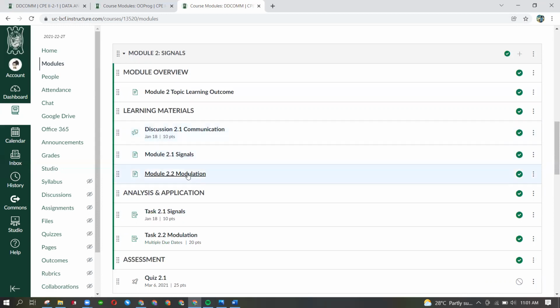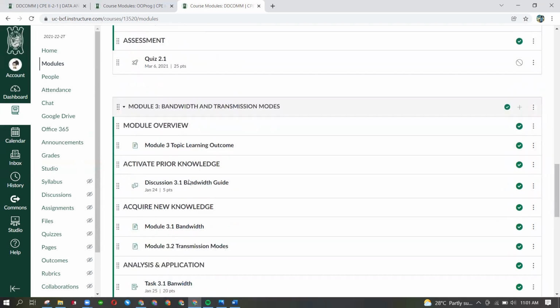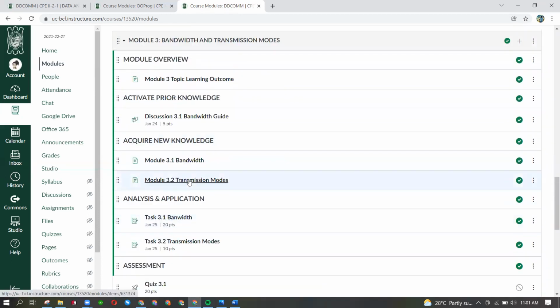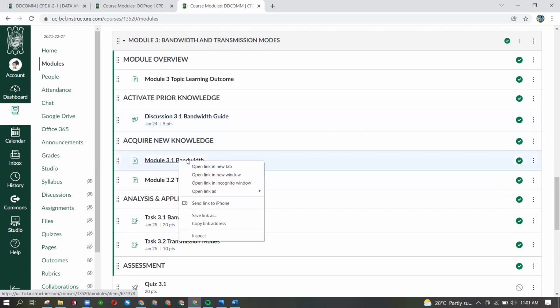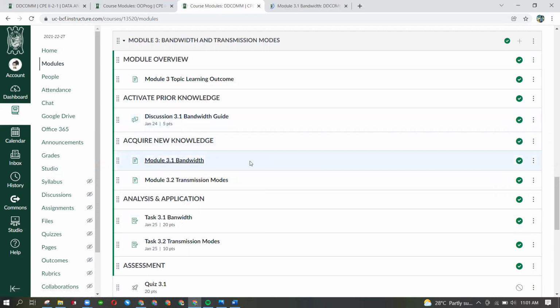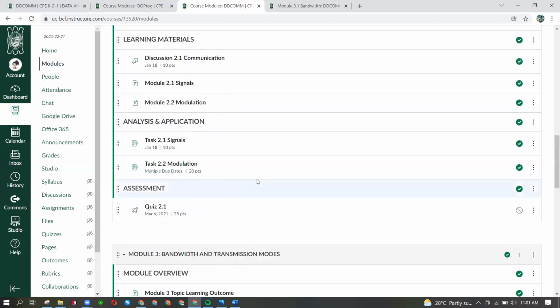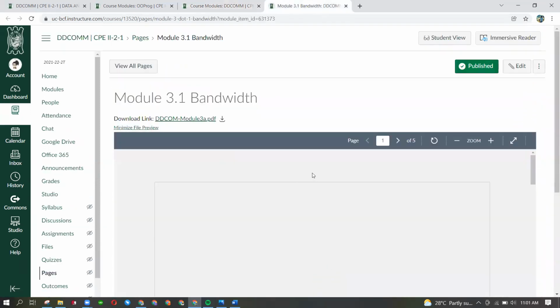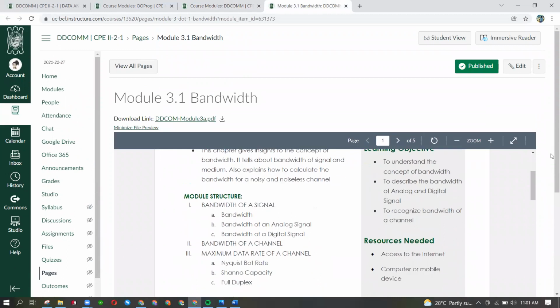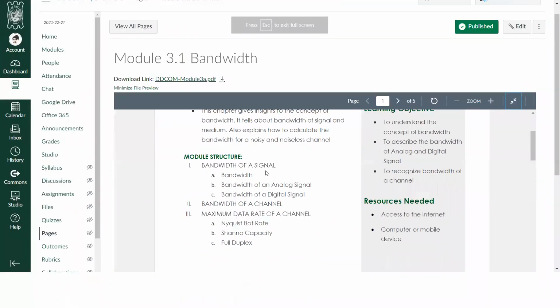We have the signal, and then the process of preparing the data for transmission, which is the modulation. Now the other things that affect the transmission are the bandwidth and the transmission mode. How do we transmit this time? So, in bandwidth, what is bandwidth?